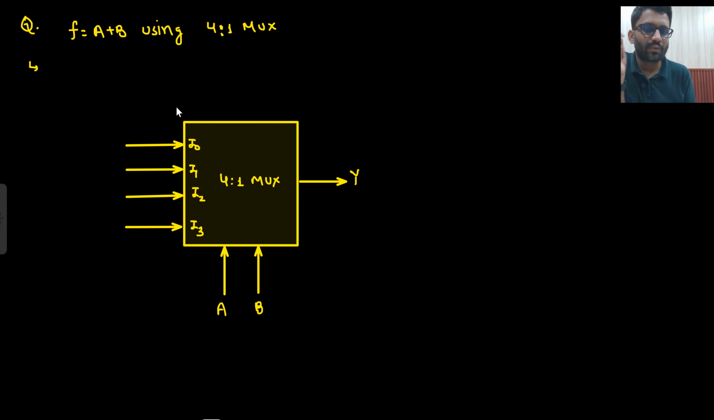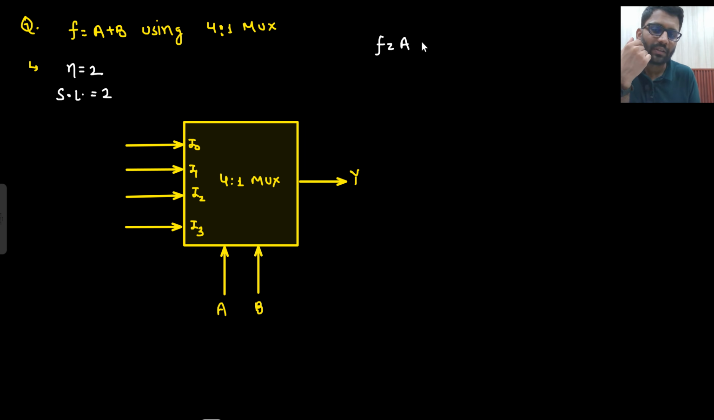Now the other question. What is F equal to AB? What all minterms are there? First thing you will see is the number of variables, that is 2, A and B. How many select lines are there? 2 select lines are there, right? So you can solve it using minterms. How many minterms are there? What will be the minterms for this?